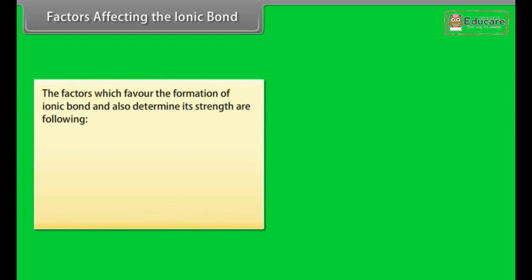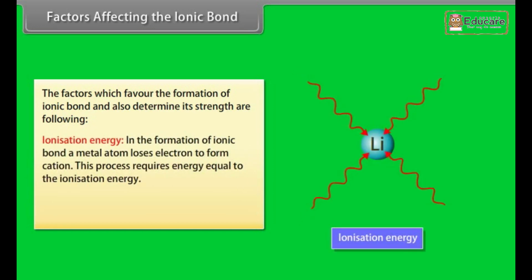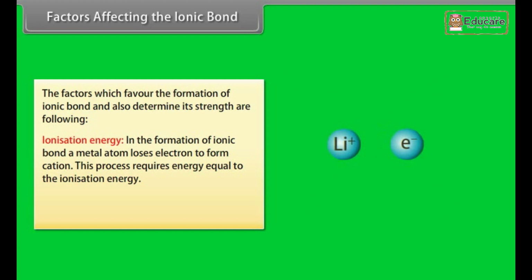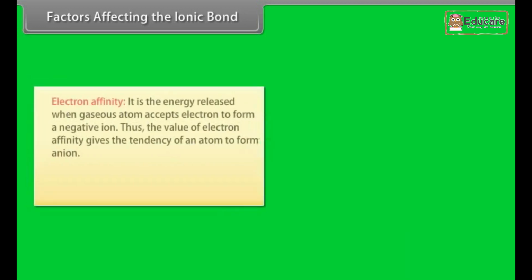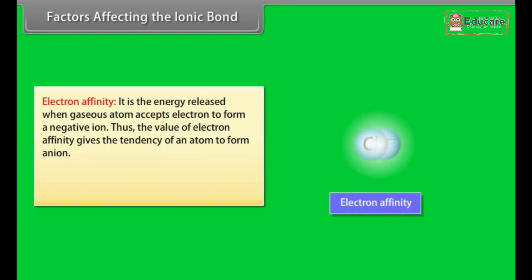Factors affecting the ionic bond. The factors which favor the formation of ionic bond and also determine its strength are the following. Ionization energy. In the formation of ionic bond, a metal atom loses electron to form cation. This process requires energy equal to the ionization energy. Lesser the value of ionization energy, greater is the tendency of atom to form cation. Electron affinity. It is the energy released when a gaseous atom accepts electron to form a negative ion.